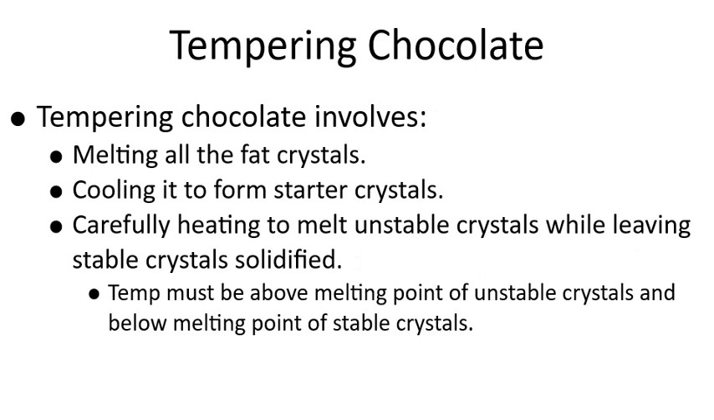The tempering process requires a few steps. First, all the fat crystals need to be melted. Then, we need to form starter crystals by cooling the chocolate somewhat. However, this will produce all 6 types of crystals, and we only want the 2 most stable crystal structures. So we need to carefully heat the chocolate back up above the melting point of the 4 less stable crystal structures without also melting the 2 more stable structures. Once all the less stable crystals are completely melted, we can then slowly cool the chocolate.